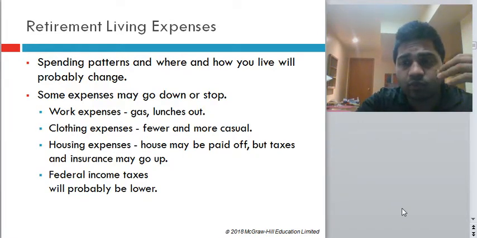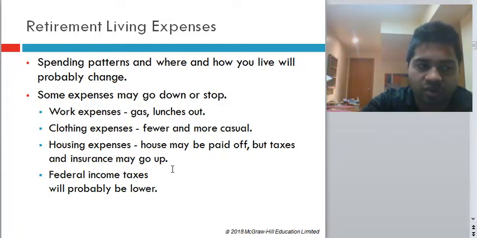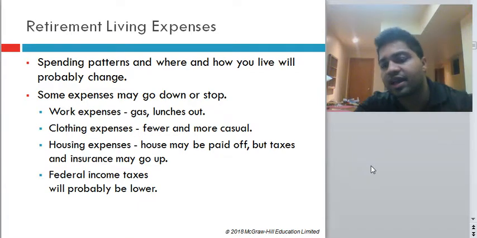You need to determine what kind of spending or expenses you will incur when you retire. Spending patterns and where and how you live will probably change. Some expenses may go down or stop. For example, work expenses like gas and lunches out will stop. Clothing expenses will go down as you will wear more casual clothes. Housing expenses: the house may be paid off, but tax and insurance may go up. Federal income taxes will probably be lower because you will have less income.